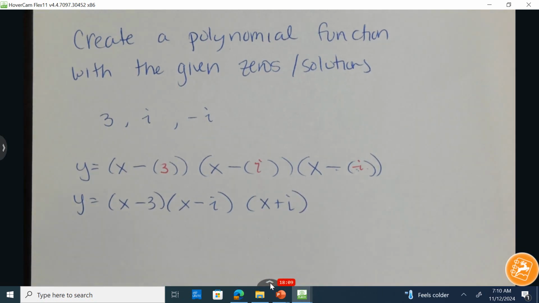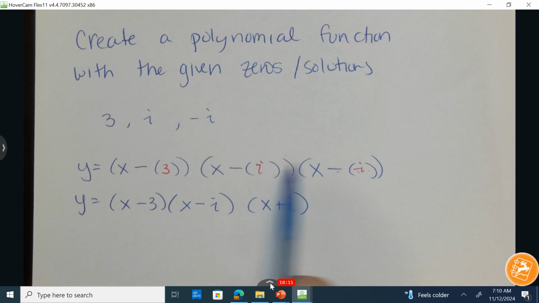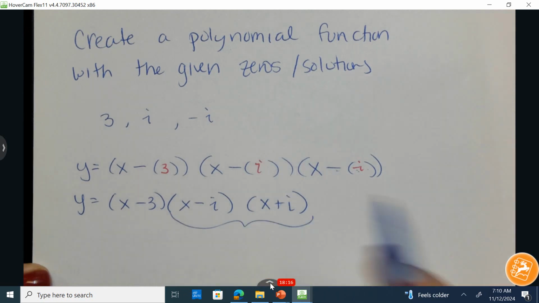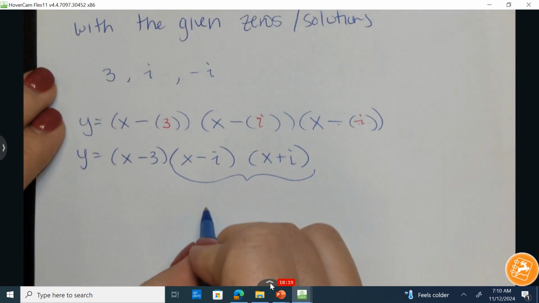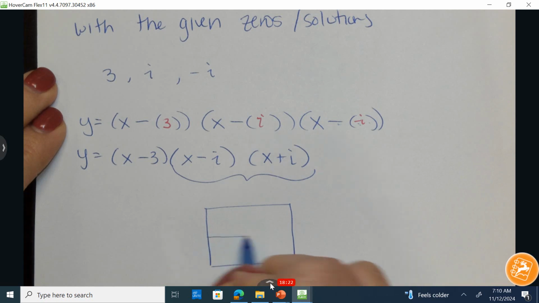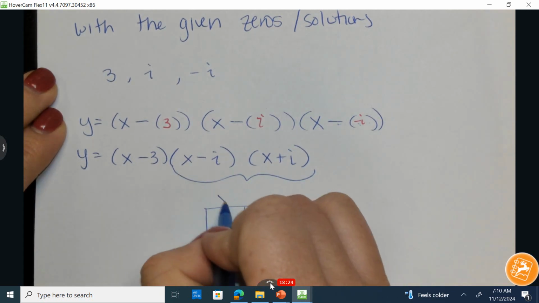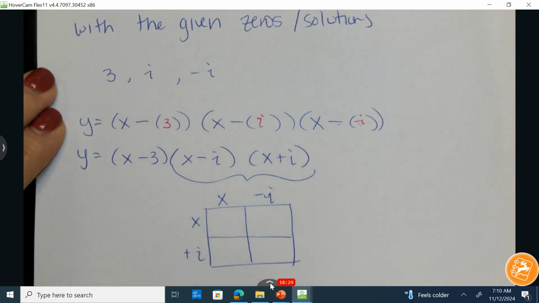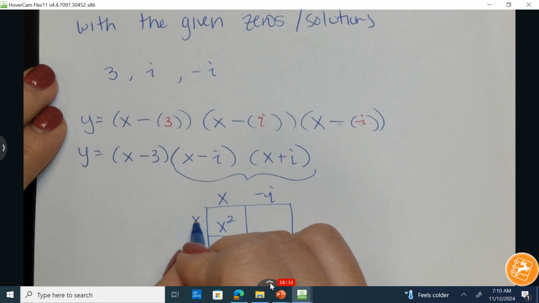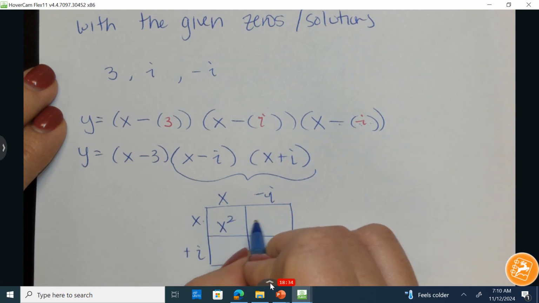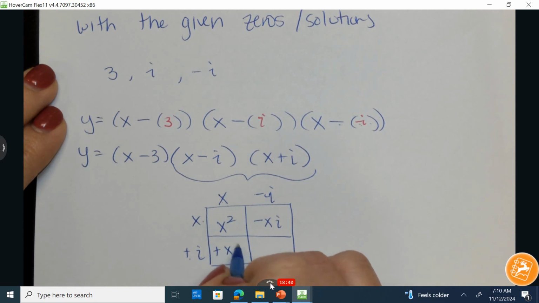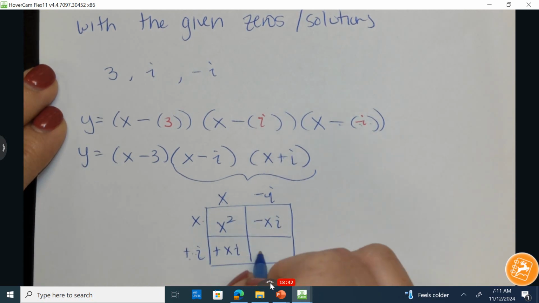Now it is always going to be my suggestion to take these two that are called conjugates, or the same thing but one's positive, one's negative. It's always going to be my suggestion to multiply those first. That will make life much easier. So I'm going to use the box method, which we learned in a previous lesson. I'll write this one on top. There's an x and a negative i and an x and a positive i, and I'm going to multiply. x times x is x squared. x times negative i is negative xi. x times positive i is positive xi. A negative times a positive is a negative, and i times i is i squared.